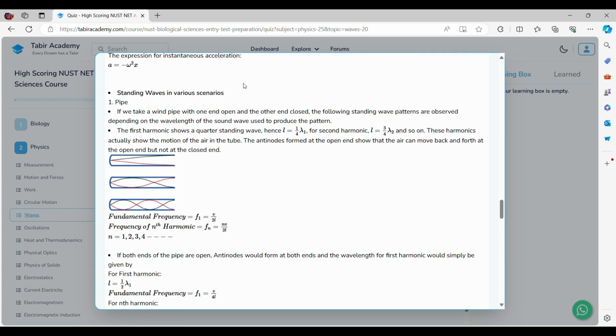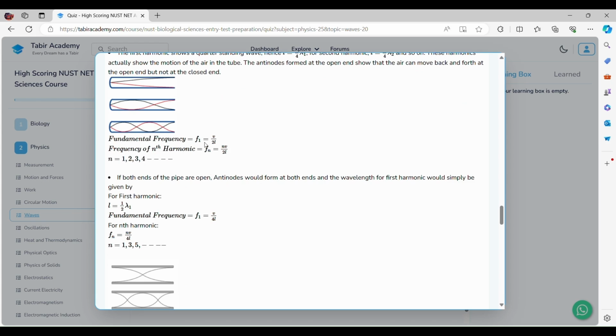Standing waves in various scenarios. Pipe. If we take a windpipe with one end open and the other end closed, the following standing wave patterns are observed depending on the wavelength of the sound wave used to produce the pattern. The first harmonic shows a quarter standing wave, hence L equals 1 over 4 lambda 1. For the second harmonic, L equals 3 over 4 lambda 2, and so on. These harmonics actually show the motion of the air in the tube. The antinodes formed at the open end show that the air can move back and forth at the open end, but not at the closed end.